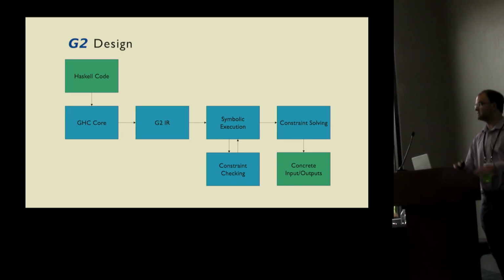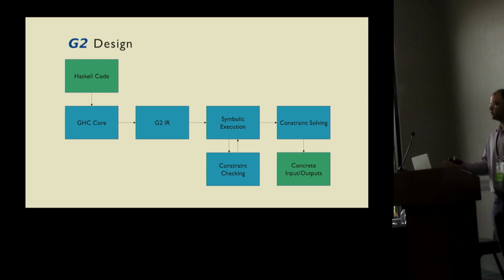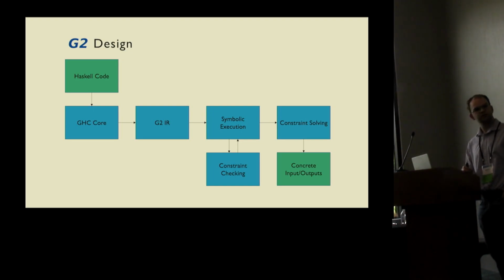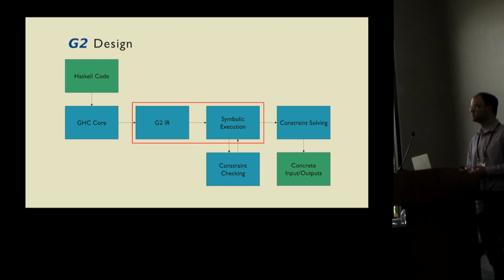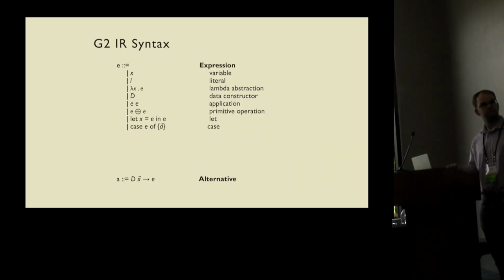So we get a simple version of Haskell, or a simple functional language, and we do further processing to turn it into an intermediate representation specialized for the purpose of symbolic execution. We then run symbolic execution and can use constraint solving to get actual concrete inputs and outputs. There are interesting things to be said about all of this. I'm going to focus on the intermediate representation and the actual symbolic execution piece because that's the most relevant to understand the applications I'm going to be talking about. So here is a portion of the intermediate representation.